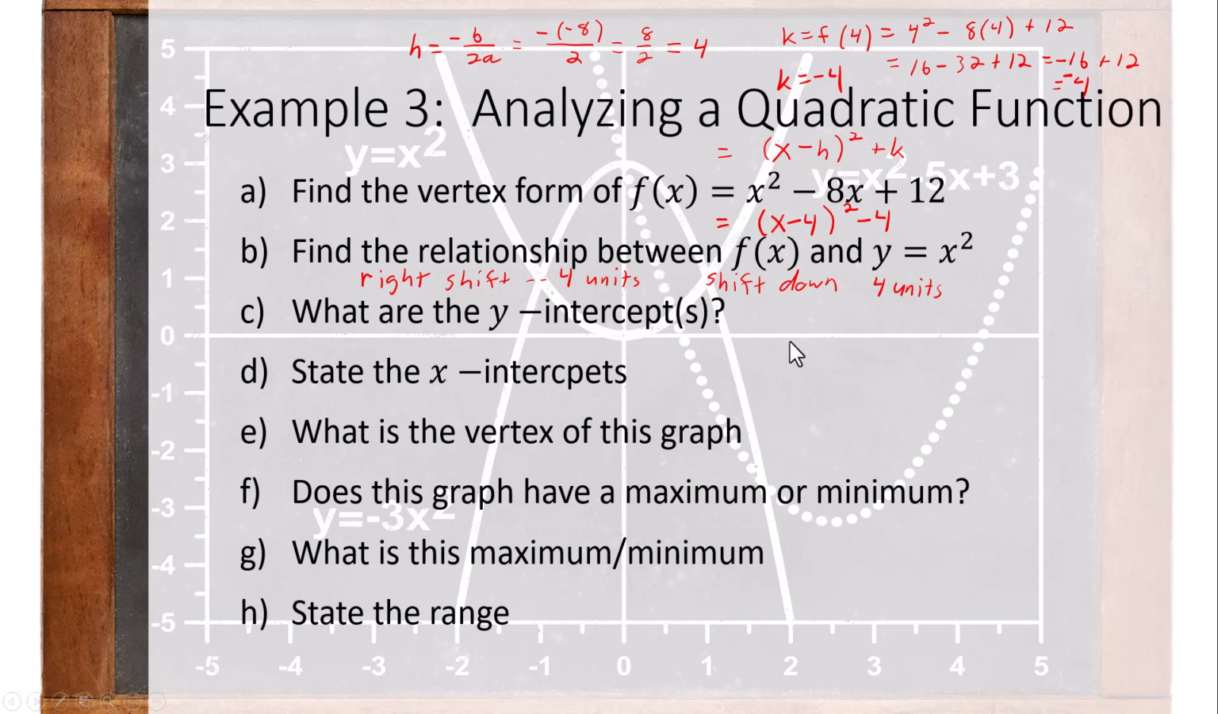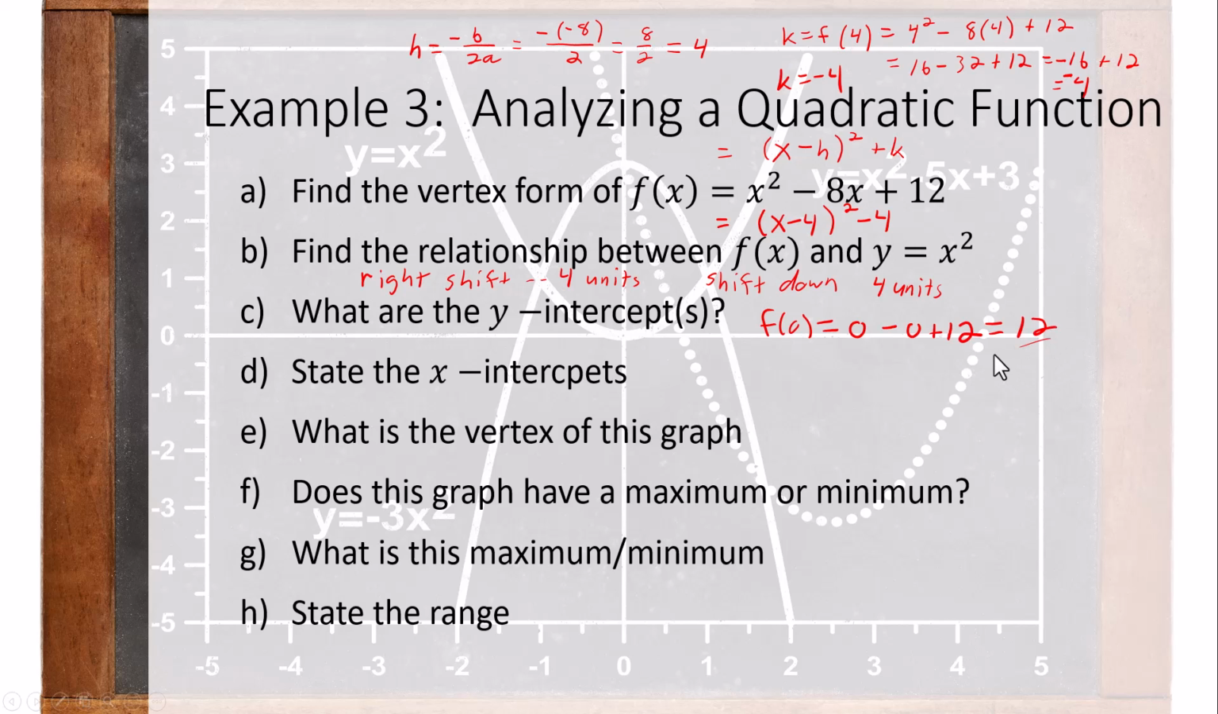Now the next question is, what are the y-intercepts? That is the one thing which can be easily found using the standard form of our function. And how do we find the y-intercept? We just set x equal to 0. So we want to evaluate f of 0, which is 0 minus 8 times 0, which is 0, plus 12, which will give us 12. So our y-intercept is 12.